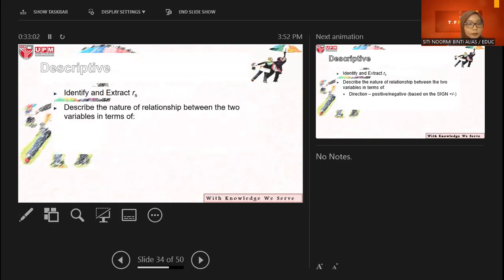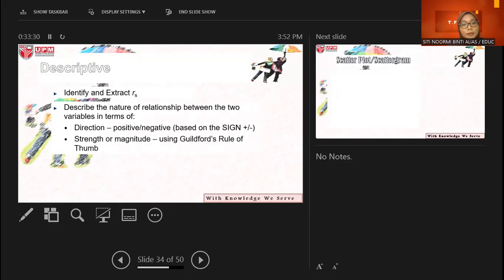Identify and describe. Different from the Pearson product moment correlation coefficient, which is designated by r, for the Spearman rank order coefficient we use rs. The s indicates Spearman. Describe the nature of the relationship between the two variables in terms of the direction, positive or negative, and the strength or magnitude of the relationship.